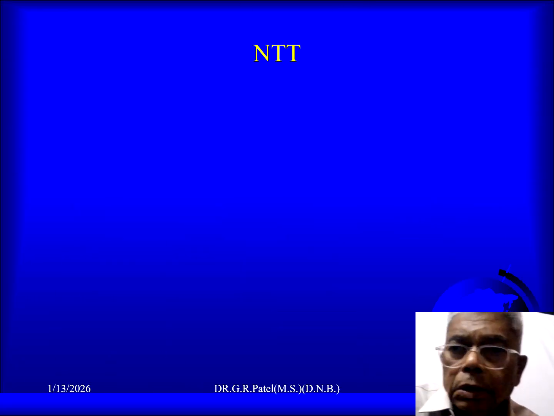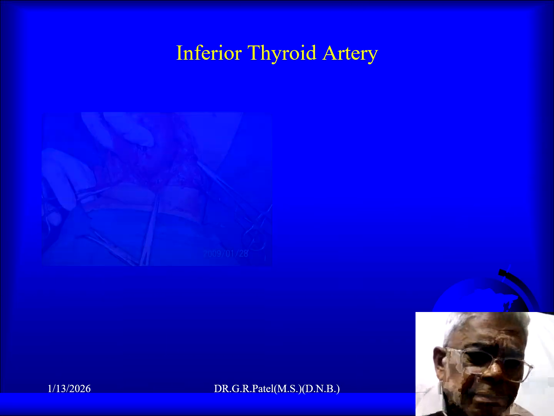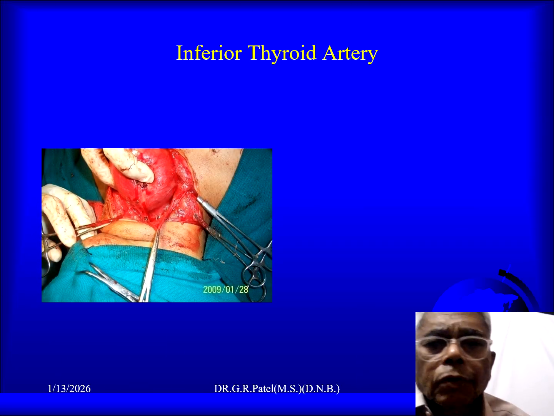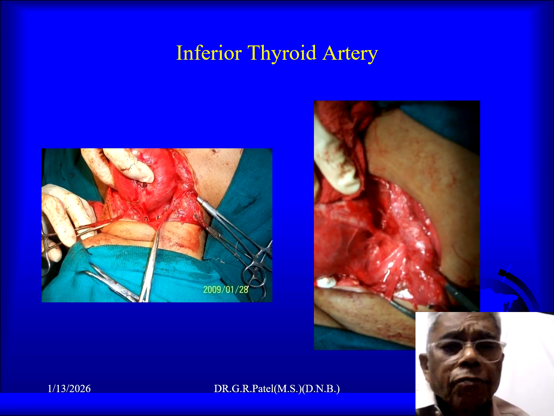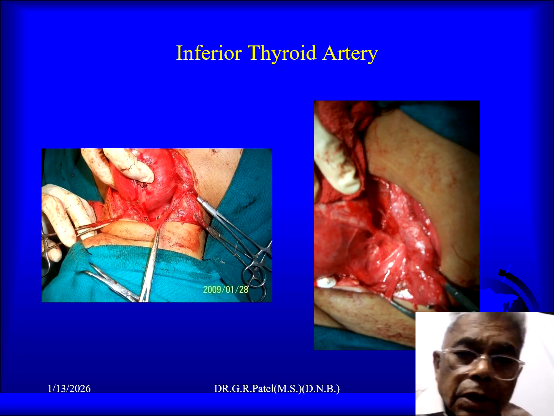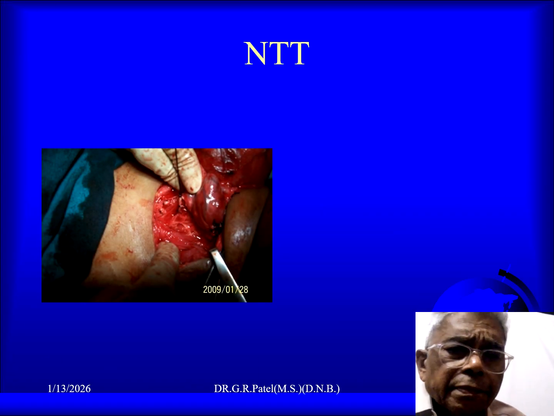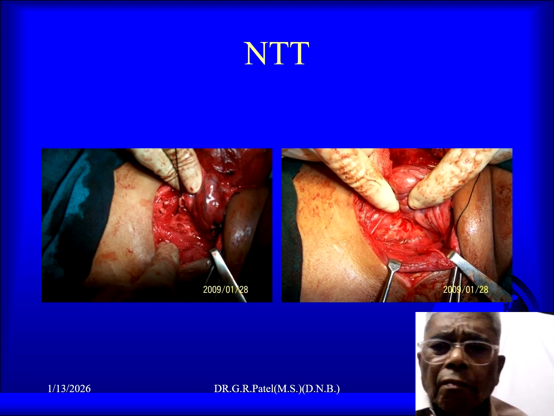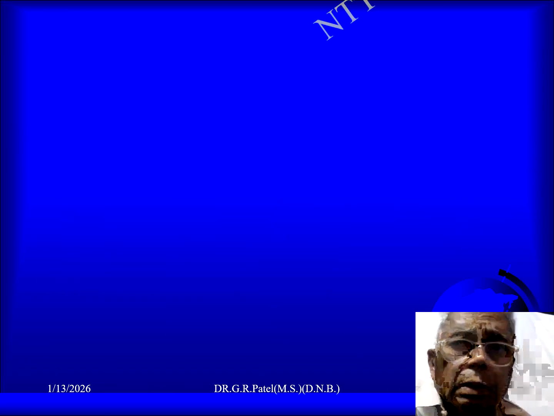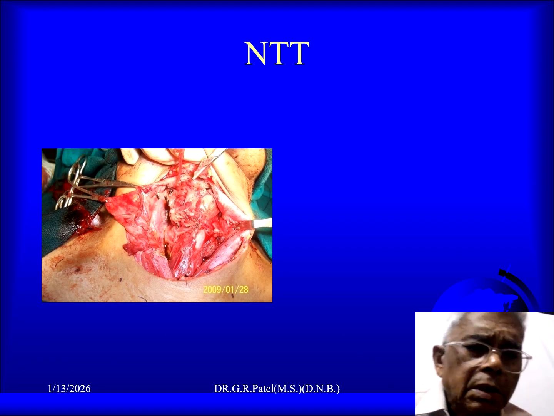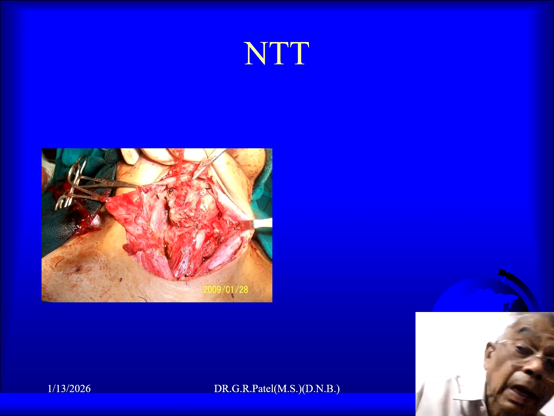Dissection is outside the capsule of the thyroid. Inferior thyroid artery is ligated, dissected, and skeletonized. Inferior thyroid artery and the recurrent laryngeal nerve are demonstrated. Near total thyroidectomy. Recurrent laryngeal nerve and inferior thyroid artery have been dissected. This is the thyroid after removal.